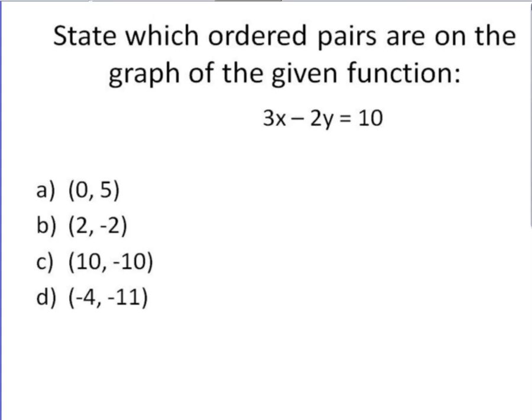Okay, when you're trying to figure out if ordered pairs are part of the graph of a given function, these ordered pairs here, like in part A, x is 0, y is 5, I should be able to go back to this linear function, replace x, replace y with those values, and get a true statement back. If I do, then I know that this point is going to lie on that linear function.